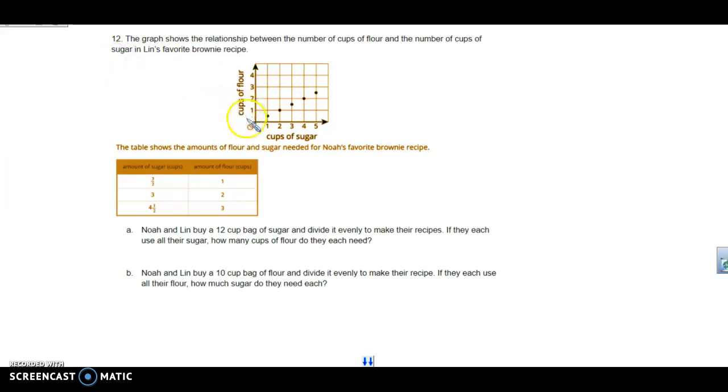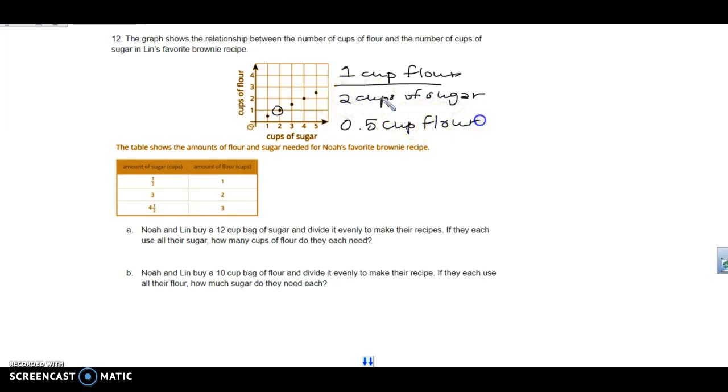So if I look at the graph, I know that at 1 cup, we're somewhere between 0 and 1 on cups of flour, so that may not be the best point to use. So I'm going to go to the next point here. And this tells me that when there's 1 cup of flour, that 2 cups of sugar are being used. And so if we simplify that, it's going to be 0.5. So there's 0.5 cups of flour, or half a cup of flour per 1 cup sugar.